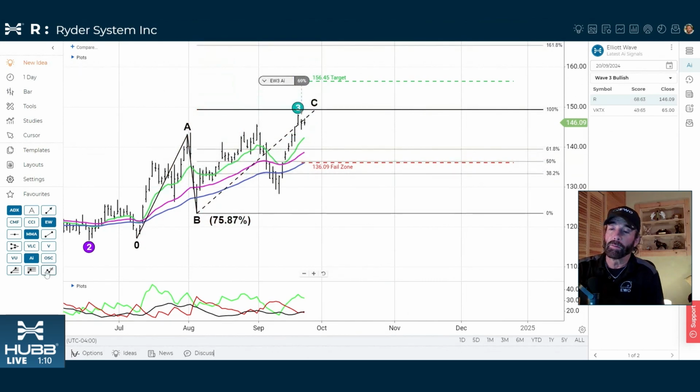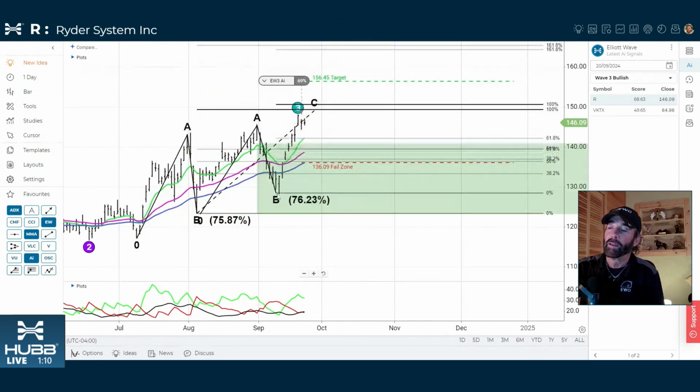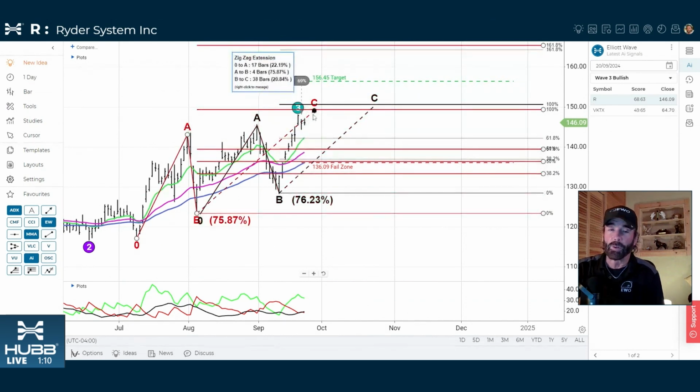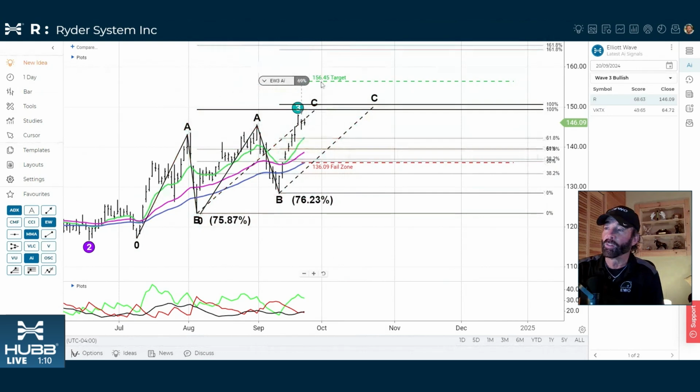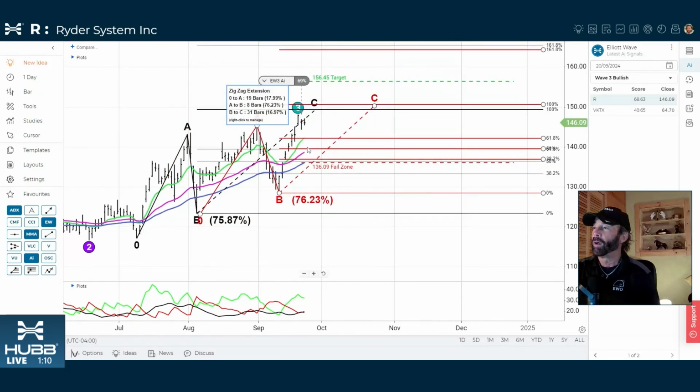And now let's see what this next zigzag looks like, and that would be a complex C, maybe. So there's the A, and gosh, once again, in this stock, both of them very close to not being qualified zigzags with the B wave, but it is there. And then this one gives us 100% extension, also very close to where we are now. Now, the AI target is up here at 156.